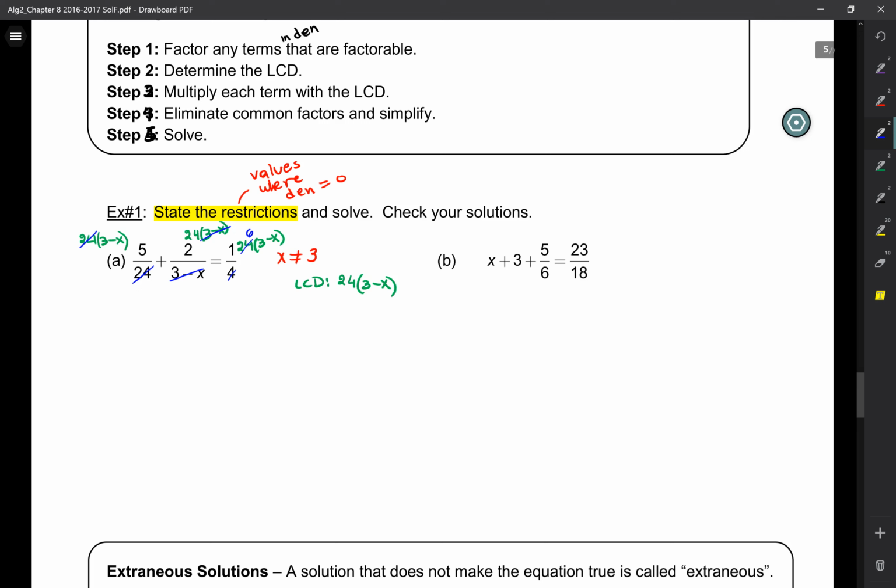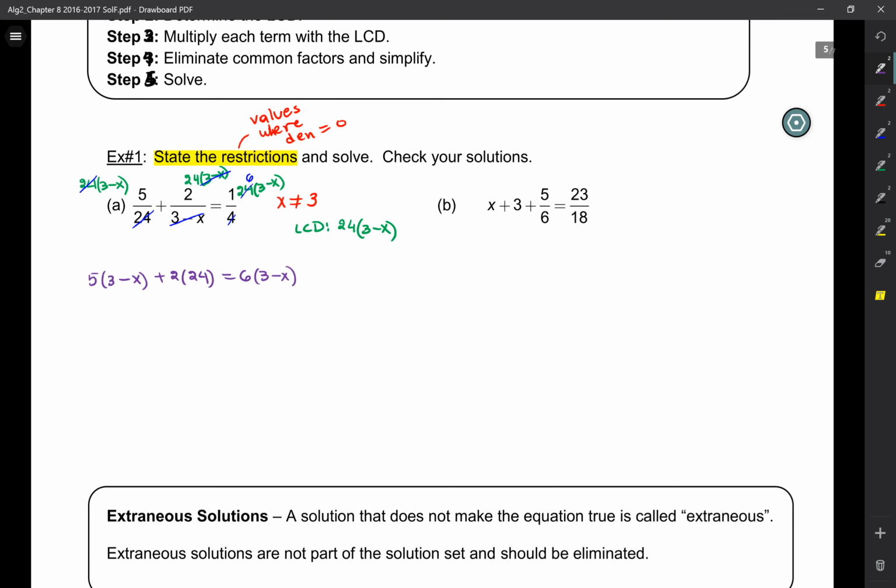Making sense so far? Are we okay? Now, let's just write things out. So first I have 5 times 3 minus x, plus 2 times 24, equals 6 times 3 minus x. So what this did is it got rid of the denominator. It's now just a simple algebraic equation, and now we could simplify and solve.